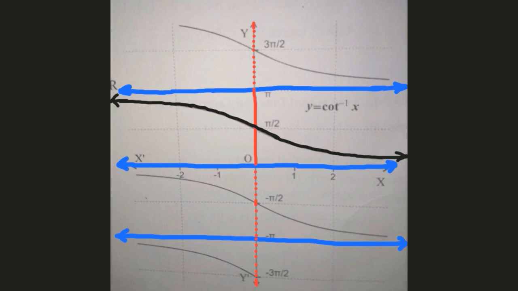The open intervals 0 to pi, pi to 2 pi, 2 pi to 3 pi, etc. Also open intervals minus pi to 0, minus 2 pi to minus pi, minus 3 pi to minus 2 pi, etc. These are nothing but the branches of the inverse cotangent function. But the branch of open interval 0 to pi is known as the principal branch of the inverse cotangent function, and the angle belonging to this principal branch is called the principal value of that function.